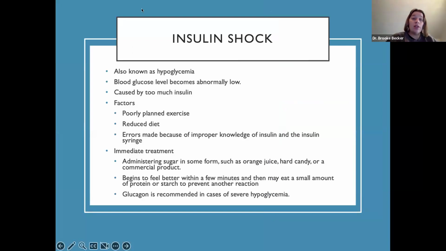Insulin shock. So this is hypoglycemia, right? So when the blood glucose levels in the blood become too low. So this can be caused by too much insulin.